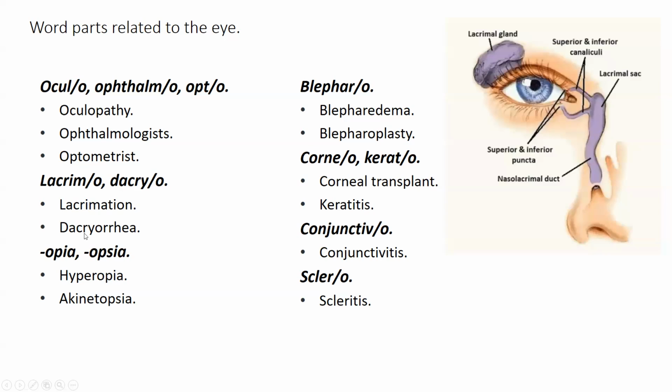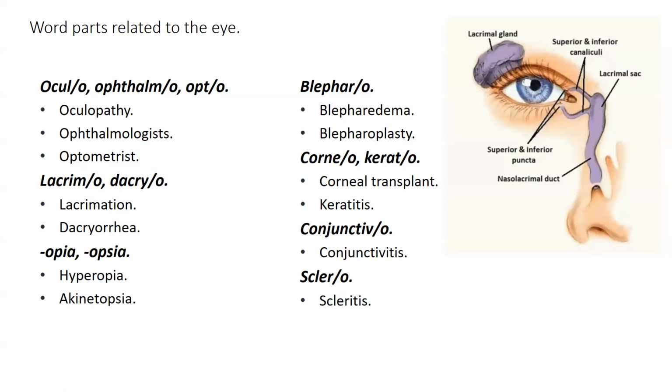Dacryorrhea would be the flow of tears, usually an unusual flow of tears, not just your normal production of tears. Opia and opsia both refer to vision. So hyperopia would literally translate as a condition of too much vision. However, functionally what it means is farsightedness.